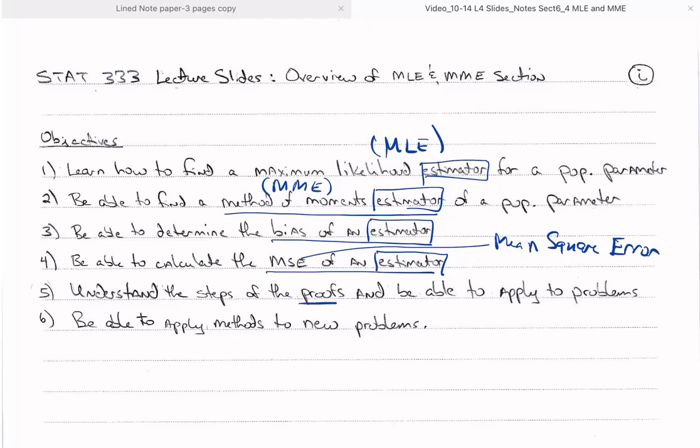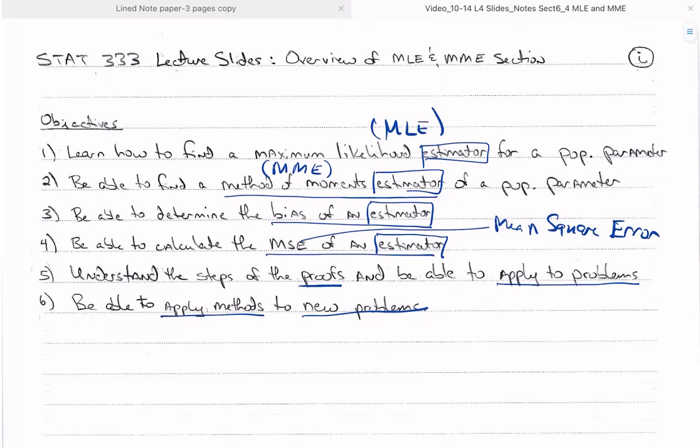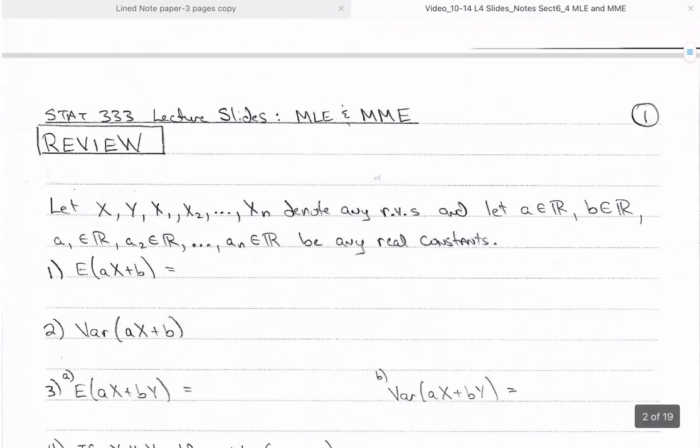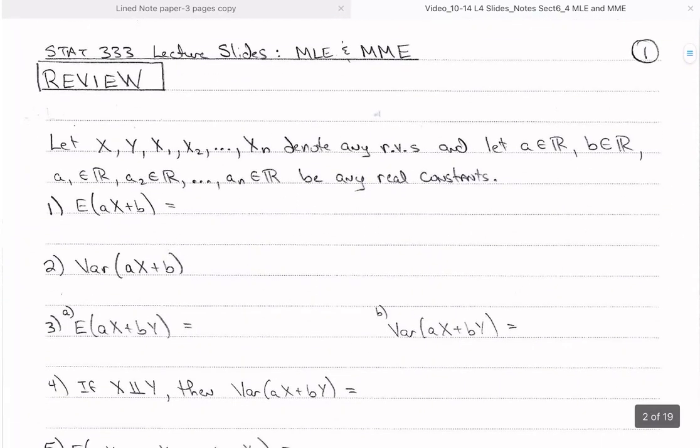We also want to understand the proofs and be able to apply those methods or steps in the proofs to problems, and we want to be able to apply the methods to new problems. So that is what we're going to cover in this section. Now, let's get started, but before we do, let's do some review.